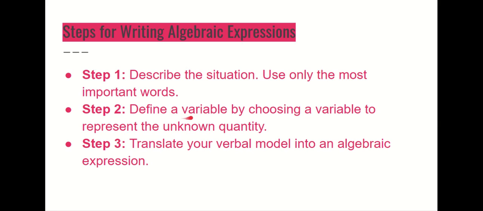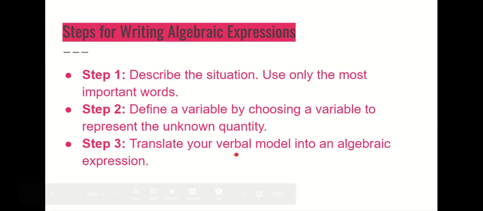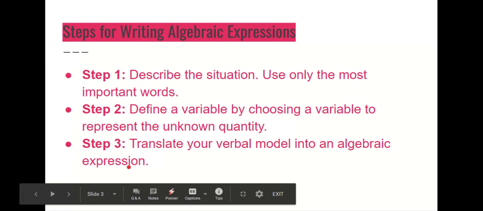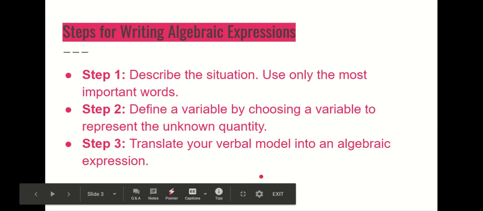Step 2, we define a variable by choosing a variable to represent the unknown quantity. So when it says define a variable, they just want you to choose some letter or variable to represent what's unknown in the problem. Step 3, now we get to translate from the math language. We translate from a verbal model into an algebraic expression. And remember, for that expression, it has at least one operation with a variable and a number.